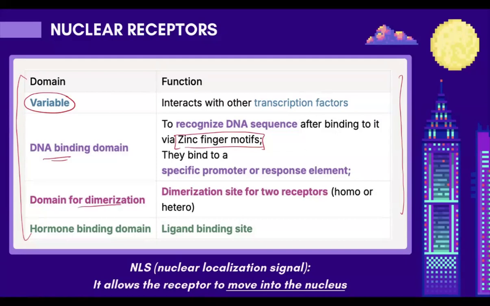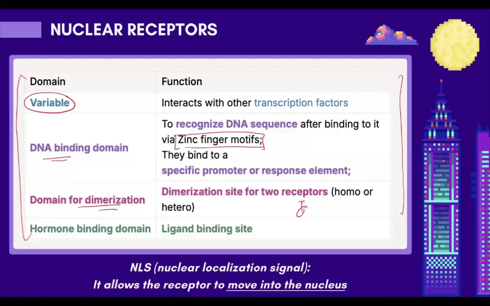Then the receptor has a domain for dimerization. You don't need to know this in too much detail: when there are two receptors and they need to dimerize and become one main thing, there's a site for that, again on the nuclear receptor. It has a specific site for each of these. And then there's a hormone binding domain, which is the actual ligand binding site, where the ligand actually has to bind.